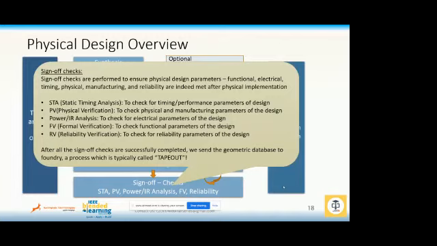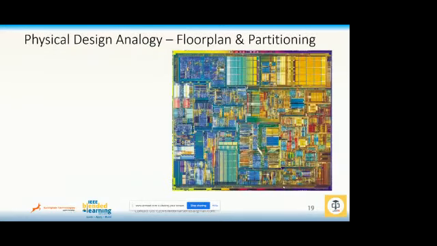So when you have met all the parameters and you have completely laid out the design, that geometric database, whether it is GDS or OASIS, is ready to be handed over to the foundry. And we normally call this process tape out. You would hear this term tape out in multiple places when you talk about physical design. Tape out means you are handing over geometric information to the foundry to manufacture a chip. So that's the overall physical design flow.